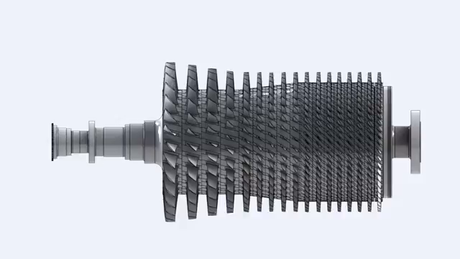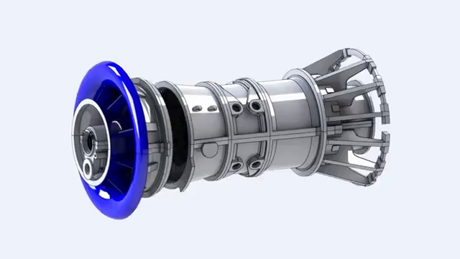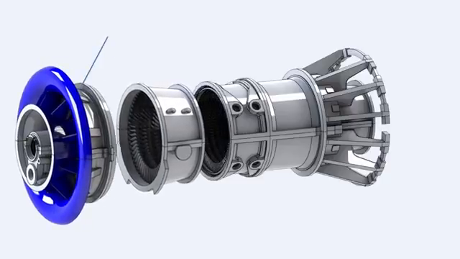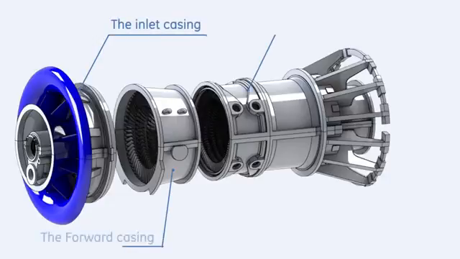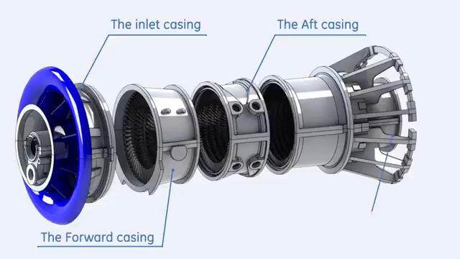Rotor blades are held in axial position by staking at both ends of every dovetail slot. Compressor blades cannot be replaced with the rotor in position. Wheels must be disassembled. The compressor stator consists of 4 main components: the inlet casing, the forward casing, the aft casing, the discharge casing.